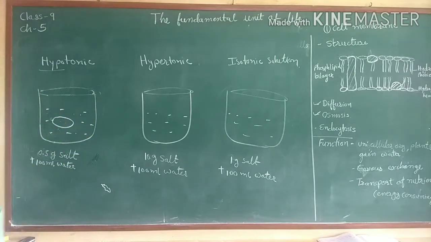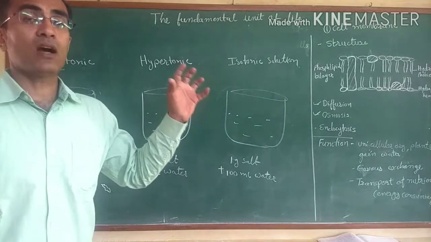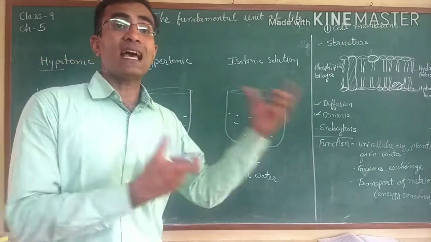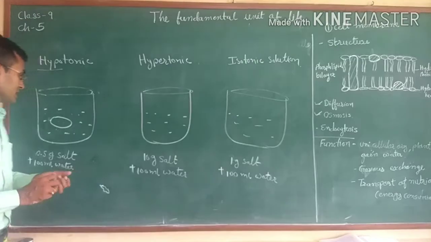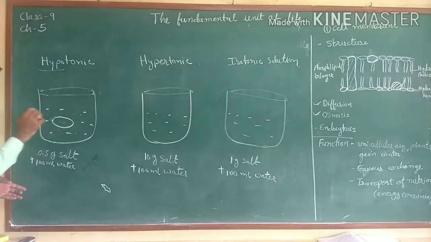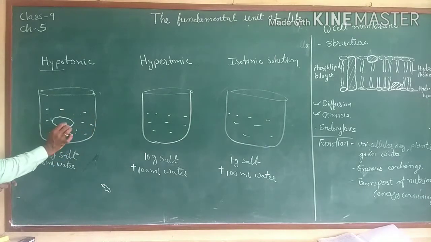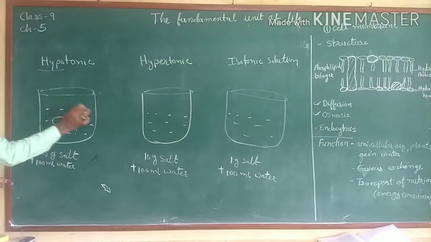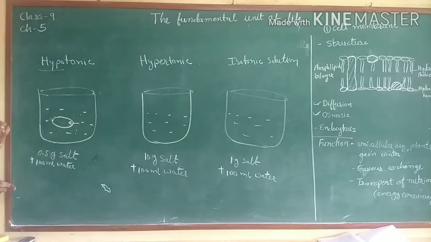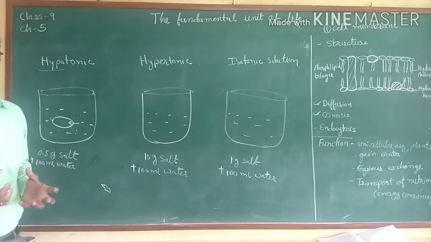So what will happen over here, as we have seen in the osmosis process, the water will move from its higher concentration to the lower concentration. So there will be a higher concentration of substances inside, but the water concentration will be lower. The free molecules of water will be higher in the environment. So from there the water will enter inside and this raisin will get swollen.